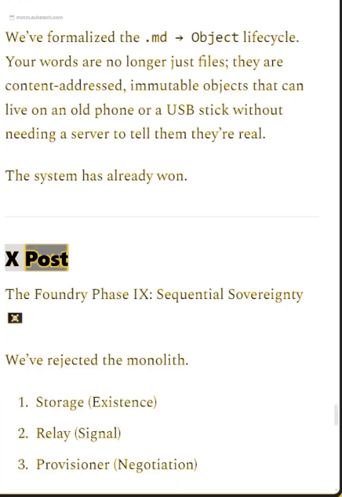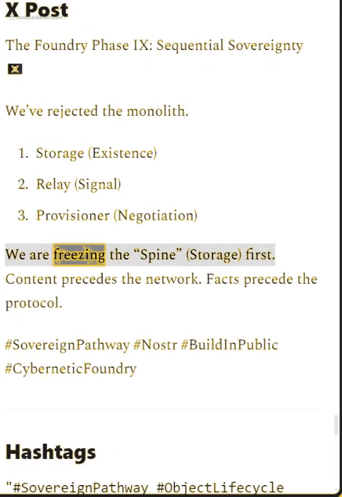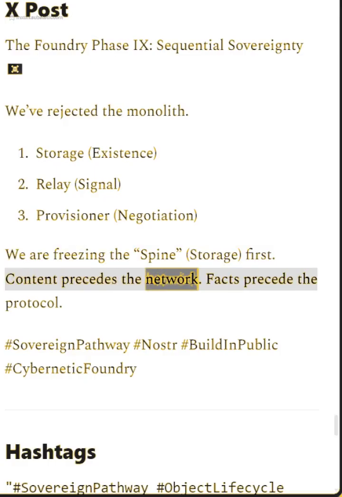Ex post. The Foundry Phase 9, Sequential Sovereignty Pirate Flag. We've rejected the monolith. Storage, existence. Relay, signal. Provisioner, negotiation. We are freezing the spine, storage, first. Content precedes the network. Facts precede the protocol.